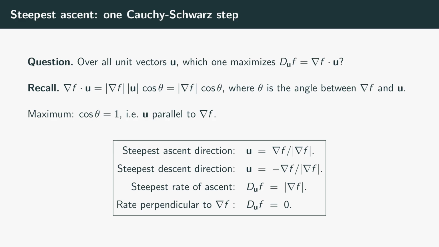The gradient direction, u equals del f over the magnitude of del f, is the direction of steepest ascent. Its opposite, negative del f over the magnitude of del f, is steepest descent. The maximum rate of ascent, achieved in the gradient direction, is exactly the magnitude of del f, and along any direction perpendicular to del f, the rate of change is 0. The function is, to first order, constant as you walk that way. That last fact is what makes the gradient perpendicular to level curves.